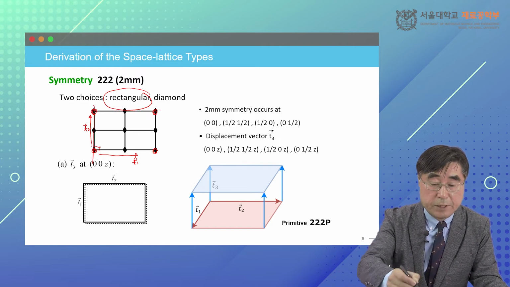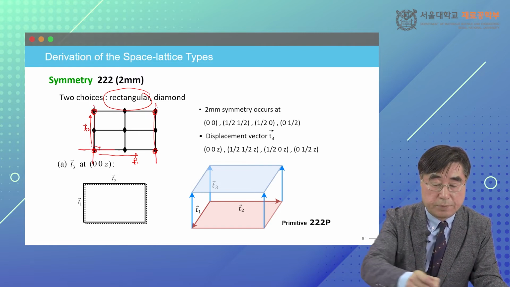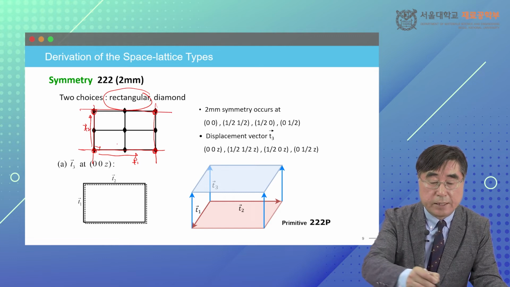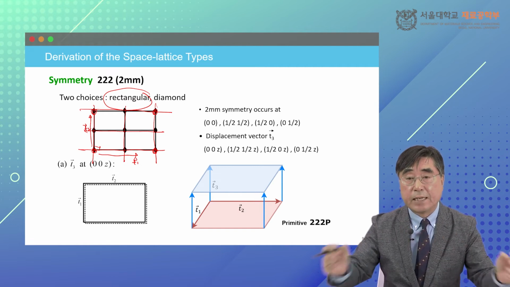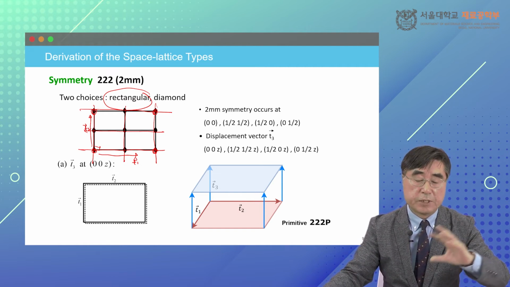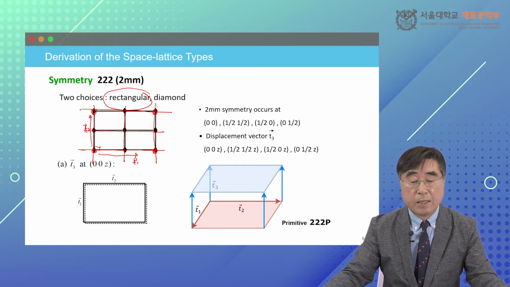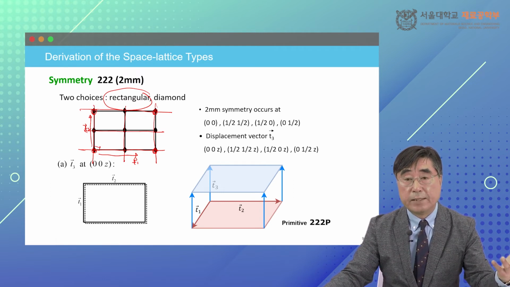And there is a mirror plane passing through these lattice points. There are extra mirror planes, and there is a mirror plane passing through at the 90 degree angles. A twofold axis is developed, which I will explain to you later. Okay, so this is based on the plane net.